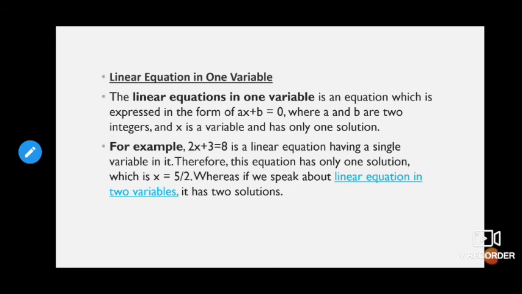For example, if we take 2x plus 3 is equal to 8, here 2, 3, 8 are constants and x is the only variable. If we solve that, we will get x is equal to 5 by 2. I'll show you how in the further slides. Now we can observe that we got only one value for x.